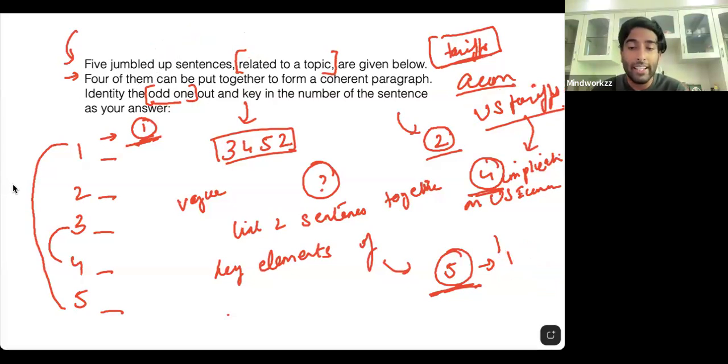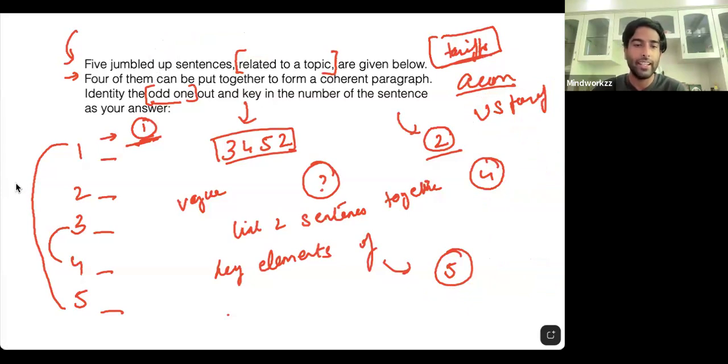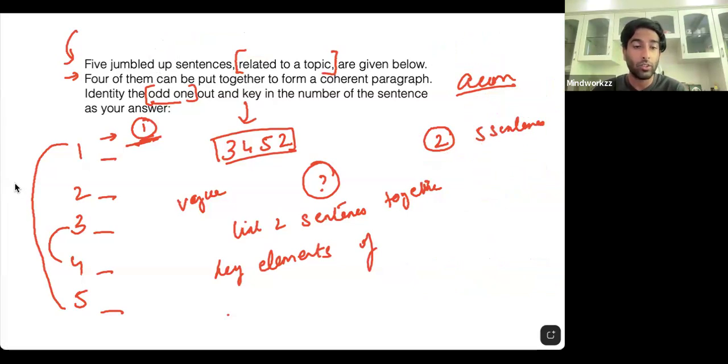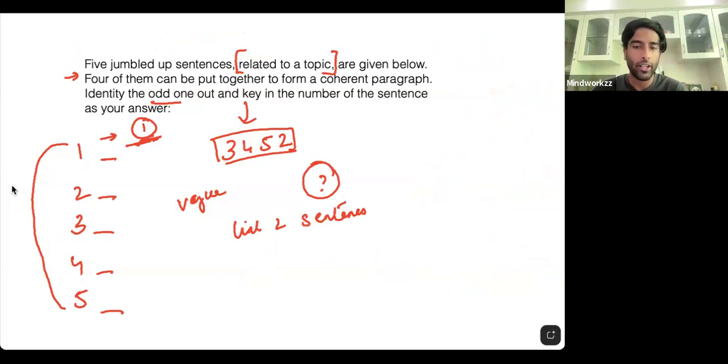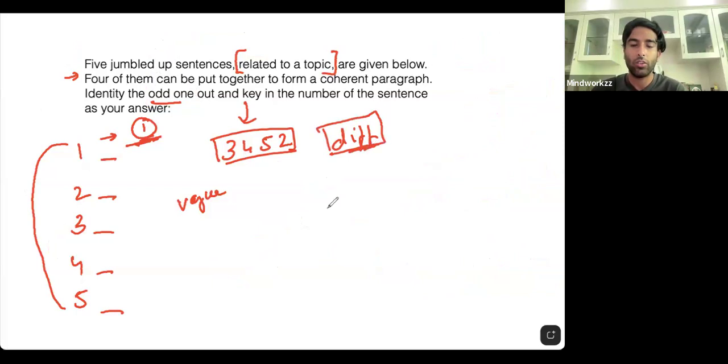So the key skill, and I'm going to show you this through questions as well, the key skill you need to learn to solve this question type is trying to differentiate. You need to learn how to differentiate among multiple ideas which are presented in a paragraph, in a sentence, or in multiple sentences.